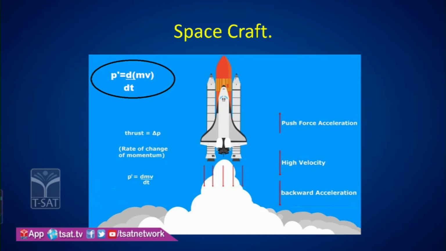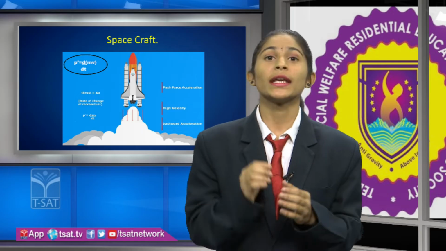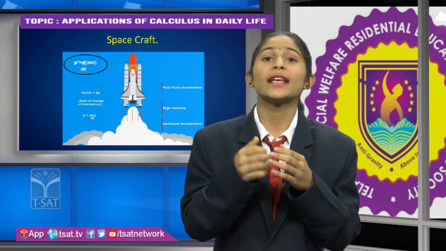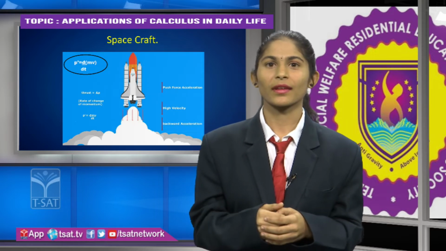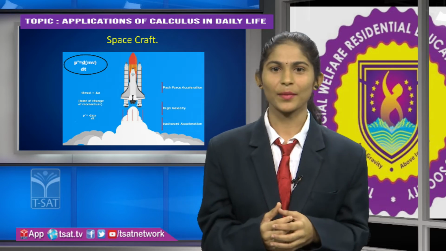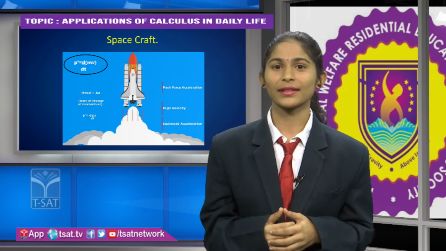Here the rocket moved against the gravitational force. The force that pushes the rocket up is called thrust. Here thrust is defined as the rate of change of momentum. Here momentum is changing with respect to another variable. That is, P dash is equal to d(mv) by dt. For rocket launching, there is the application of calculus. Even in the spacecraft, there is the application of calculus. It is very interesting to us.